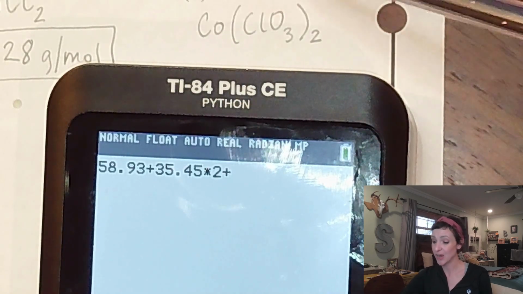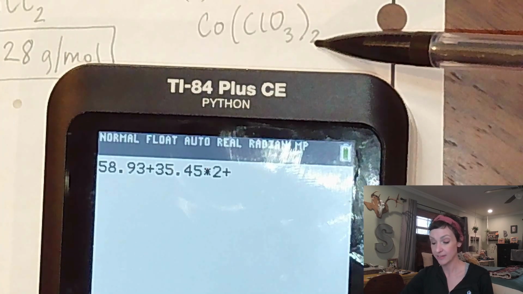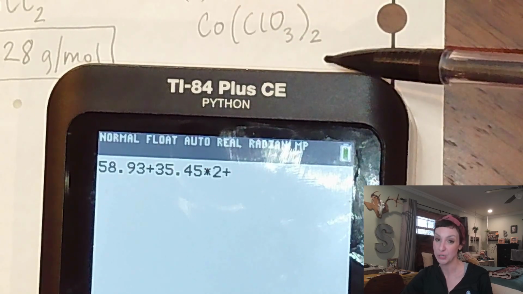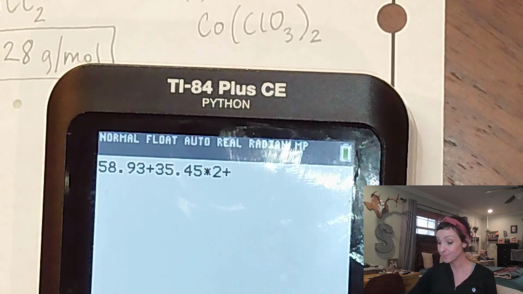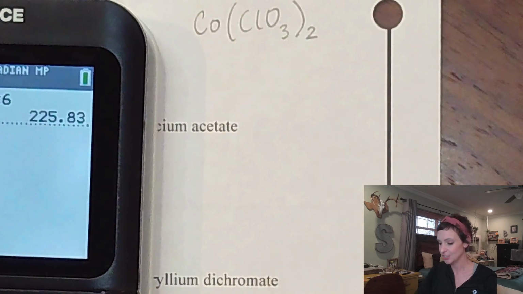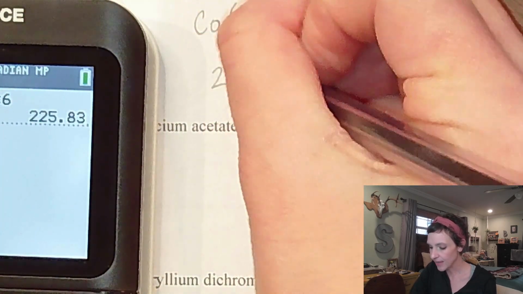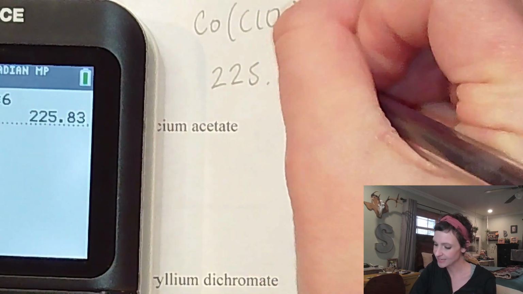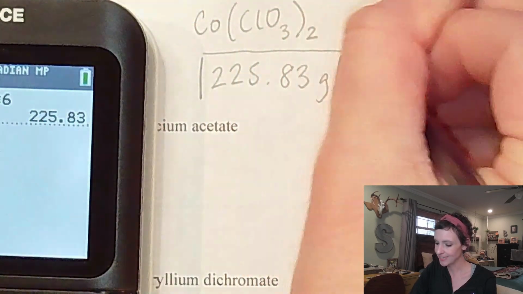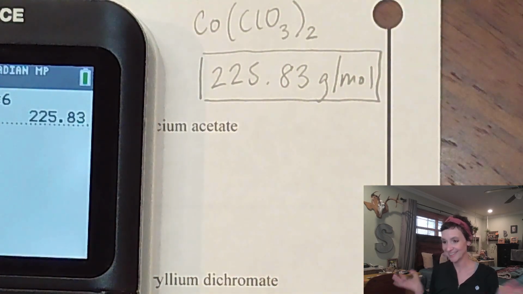Next up, I've got my oxygens, you guys. I have a 2 on the outside of the parentheses, and I've got a 3. So remember, we distribute that 2 in, and I'm going to multiply 2 times 3. I've got 6 oxygens. Molar mass of oxygen is 16, and I've got 6 of them, so times 6. Okay, I'm ready to hit enter, and that is the molar mass of cobalt(II) chlorate. It is 225.83 grams per mole. We box off our answer so you can be like, look here, Mrs. Sabaka, I have the right answer, and I'm going to be like, yay, good job, you did amazing.